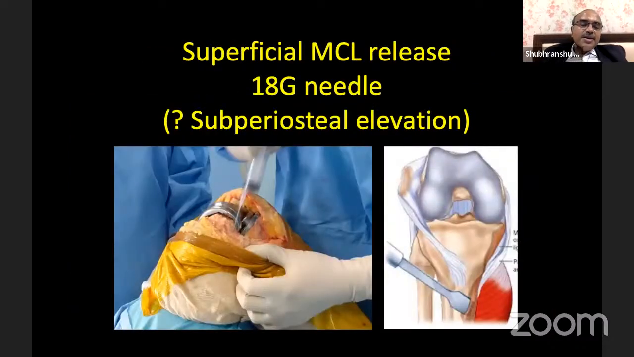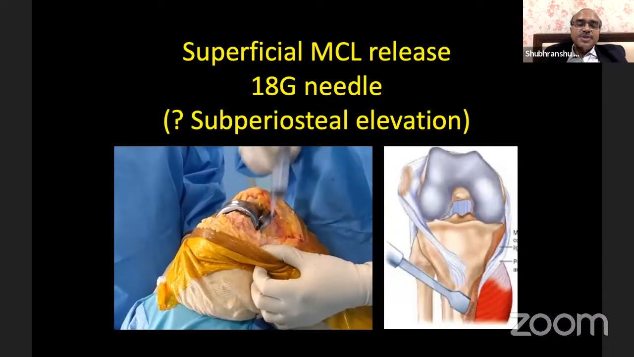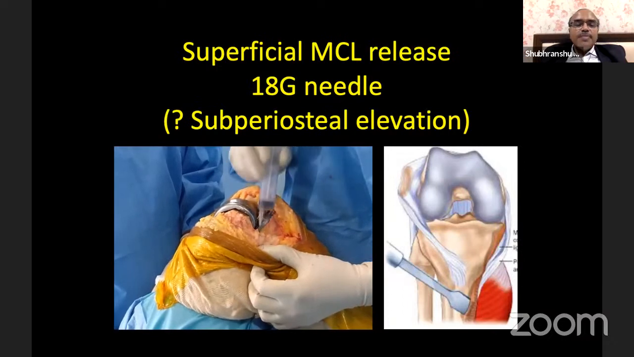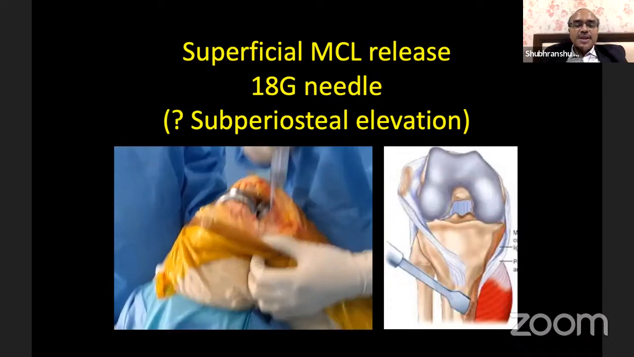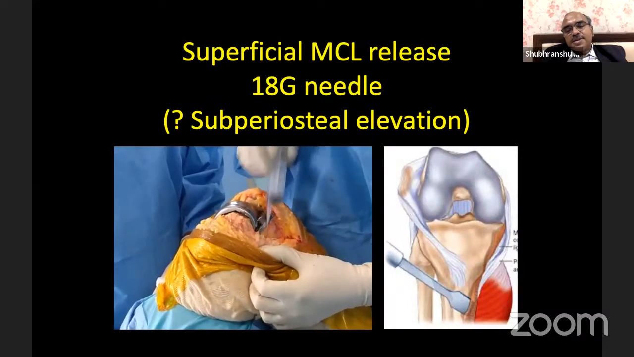And finally, the knee was tight. So finally, I do pie crusting of the superficial medial collateral ligament. We do it with an 18 gauge needle a couple of times, maybe 10 to 15 times. Then again check how much you have stretched it out, and then again do 10, 15 times. So do it repeatedly till your knee gets balanced.